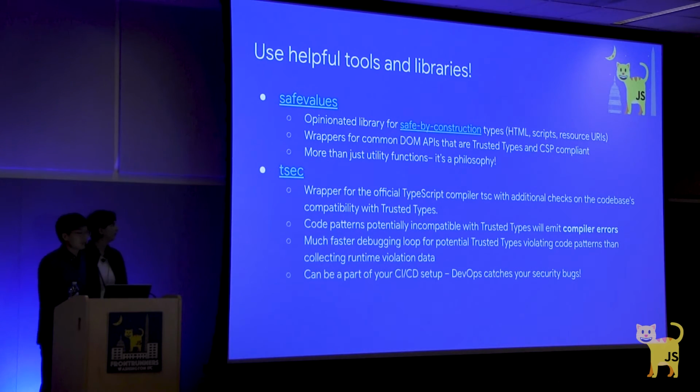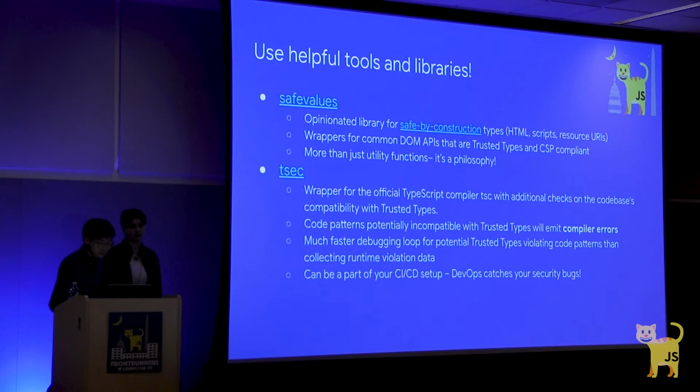The other tool that we'd like to point out is tsec. It's a static analysis engine built on top of the TypeScript compiler to potentially look for patterns that might violate trusted types. And if you have a CI/CD pipeline or some DevOps workflow, just stick it in there and it'll tell you when someone might have introduced a line that contains a dangerous pattern.